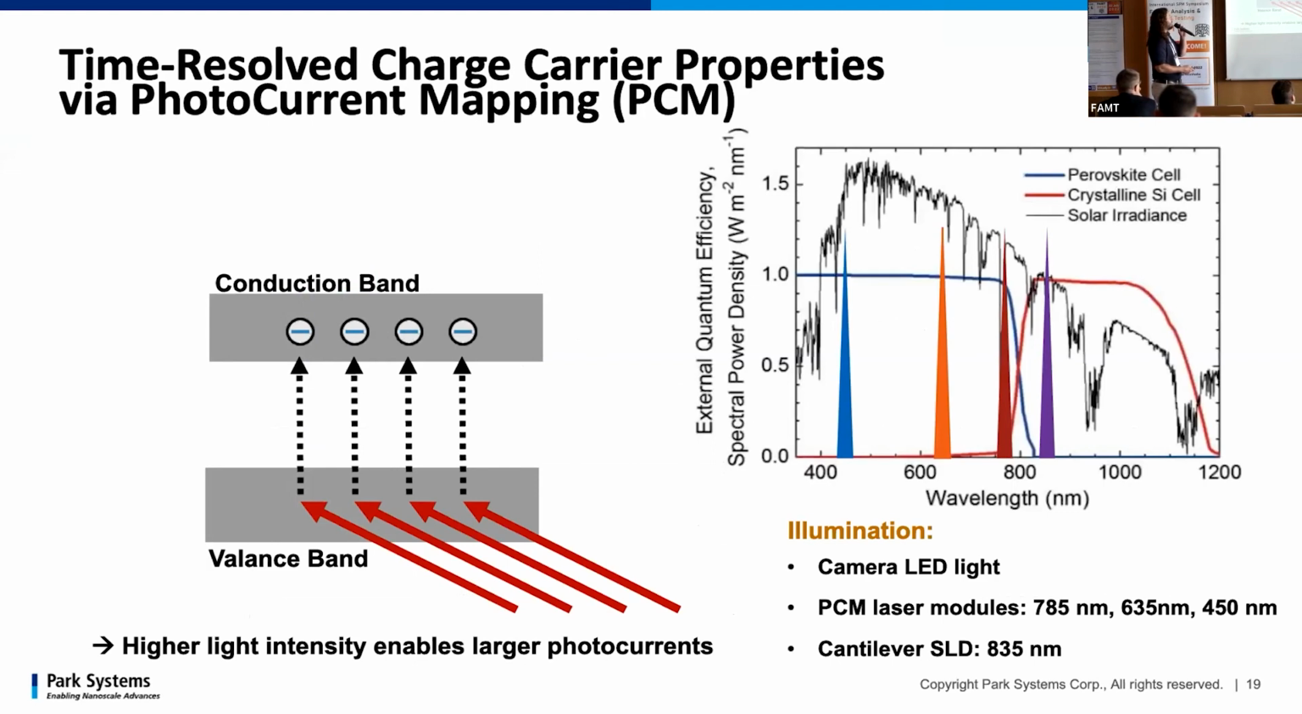For example, we have basically 3 sources of light we can use to illuminate our samples. We have the white light in our camera LED setup. We have 3 different laser modules at 785 nanometers, 635 and 450 nanometers. Plus, we also have the superluminescent diode to observe our cantilever movement, which is at 835 nanometers. So basically, we can choose and customize our experiment to match it to the ideal absorption spectrum of different absorbers.